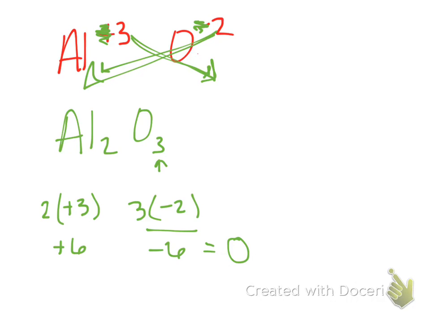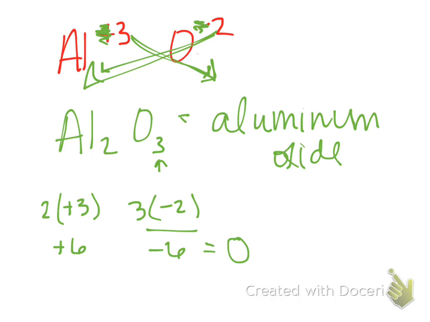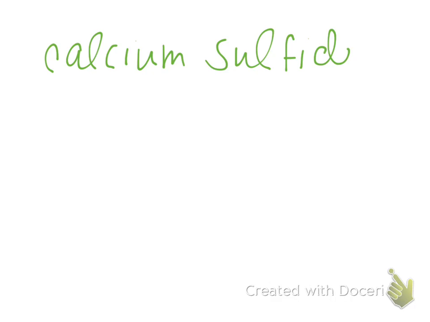What questions do you have there? Feeling okay about that? Okay, the final name for that, remember, is aluminum oxide. All right, let's try the formula for calcium sulfide. Calcium sulfide. So I gave you the written name. I want you to come up with the formula.